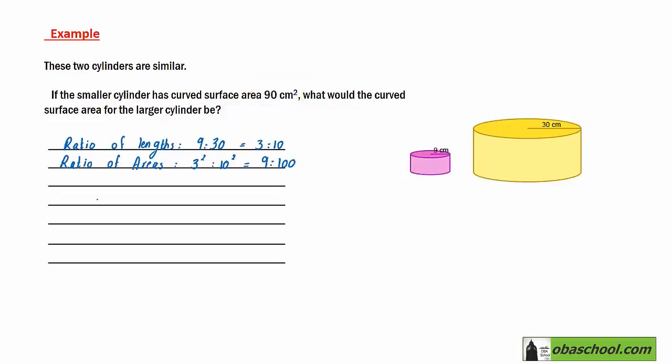Now looking at the given, the smaller cylinder has a curved surface area of 90 centimeters squared. And so that would be A1 to A2 is equal to 9 to 100. And since 90 to A2 is equal to 9 to 100, then we are multiplying it by 10. Since 9 times 10 is equal to 90, and 100 times 10 is equal to A2. And so in such case, A2 would be 10 times 100, and that is 1000 centimeters squared. That would be the surface area of the second curved cylinder.